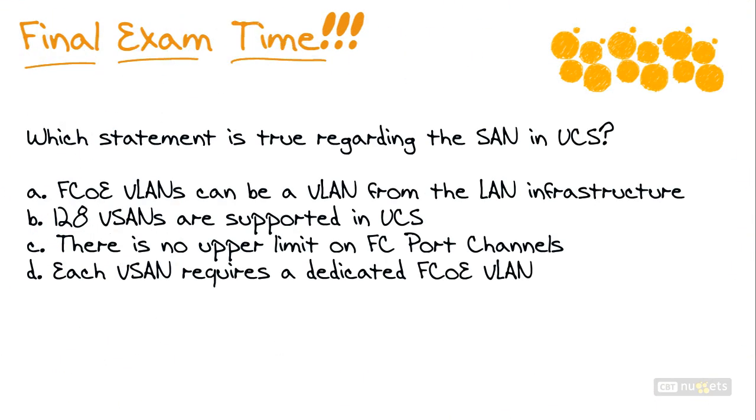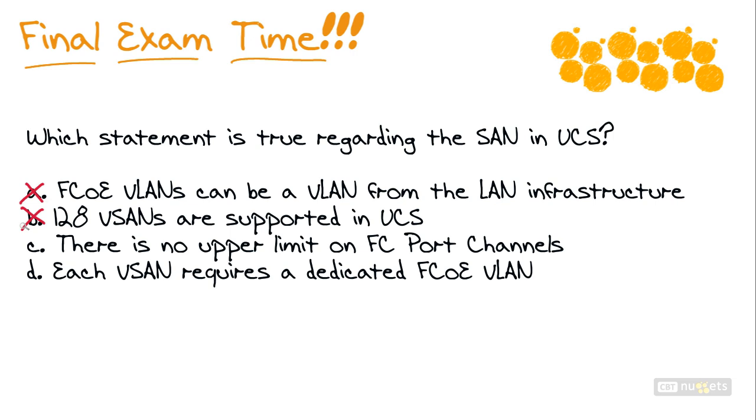So we love it. It's a little final exam time here in this nugget. Which statement is true regarding the SAN in UCS? Fiber channel over Ethernet VLANs can be a VLAN from the LAN infrastructure. No. We know these are going to be separate and distinct and they can't overlap with those LAN VLANs. 128 vSANs are supported in UCS. No, I think we discovered 32 vSANs can be active in the UCS infrastructure. In fact, I'm double checking that number right now. Yes, the maximum number would be 32.